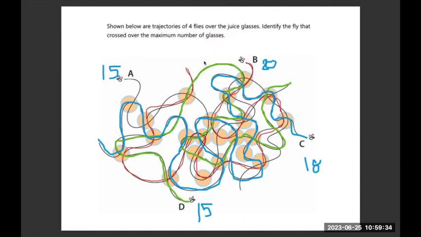What I've done is I have color-coded the flight trajectory because it was very difficult for me to show you how the flies will be moving, all right? So if you see the red path, which is for option B, it moves to the maximum, which is 20. C moves 18. D, which is the green one, moves 15, and the black one, which is as it is, moves again 15. So the correct option will be this one, B.